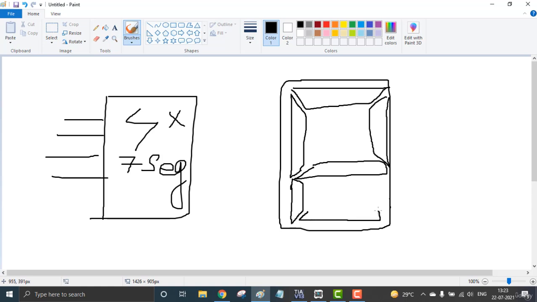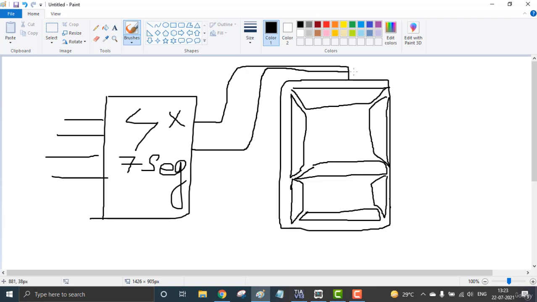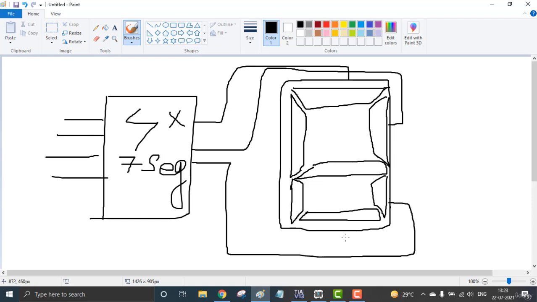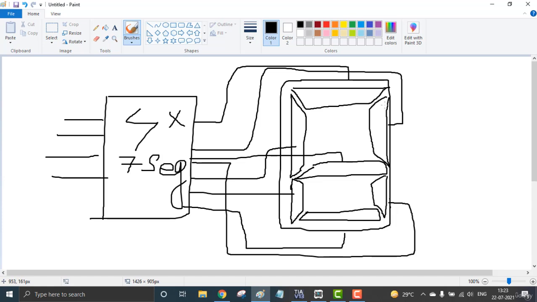This is a 7 segment display. You can see this kind of display in watches. It converts the 4-bit BCD number into 7 segments: 1, 2, 3, 4, 5, 6, and here we can see 7. This is the 7 segment decoder. That's why we are using the 4-bit BCD number. BCD is binary coded decimal.